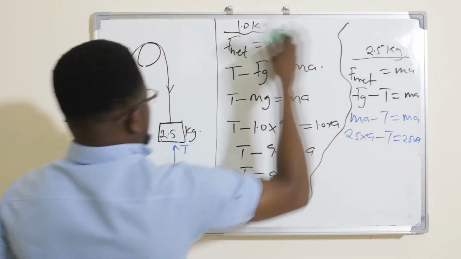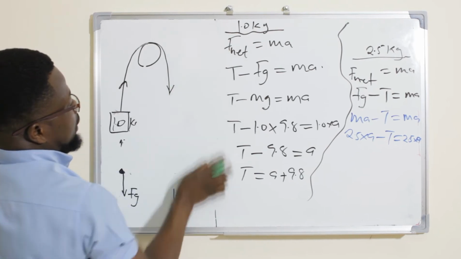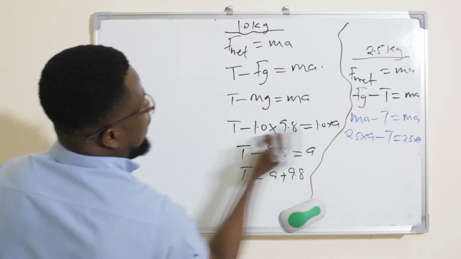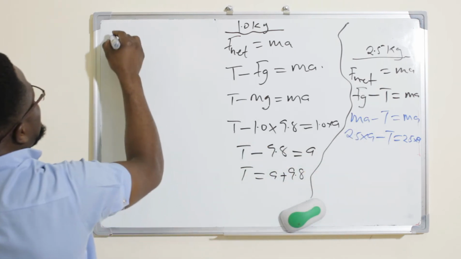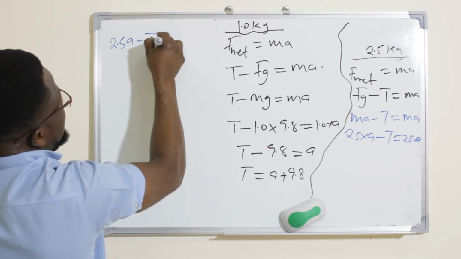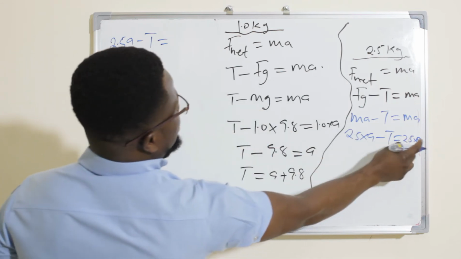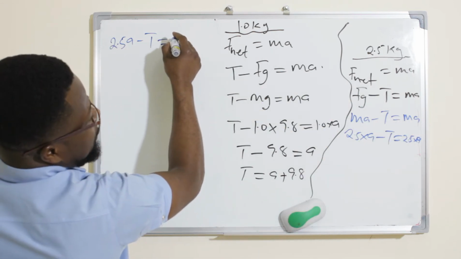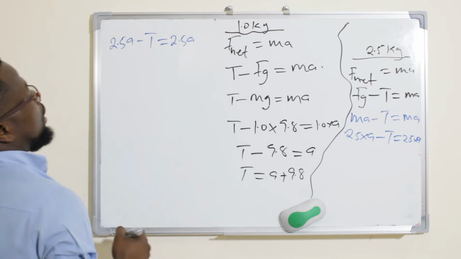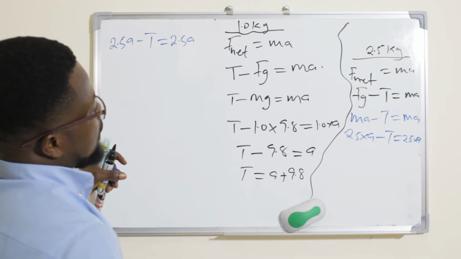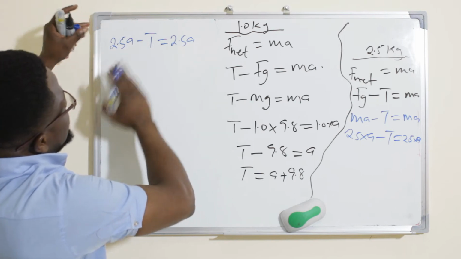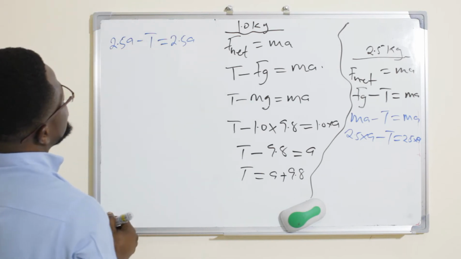Okay, let me clean and get enough space so we can easily see what we are doing. What I have is 2.5 times A, and that is going to give me 2.5A minus T is equals to 2.5 times A, again, is going to give me 2.5A. And from here, what am I going to do? I am going to just transpose, simplify, and solve the problem.